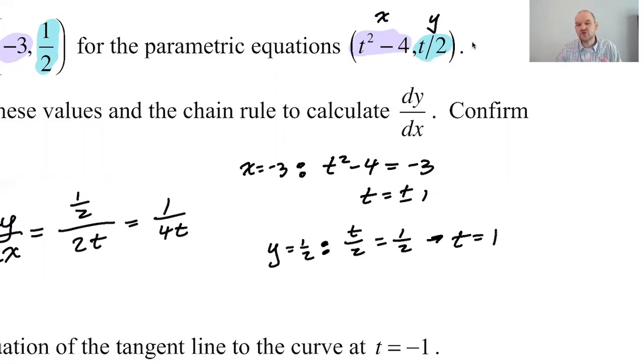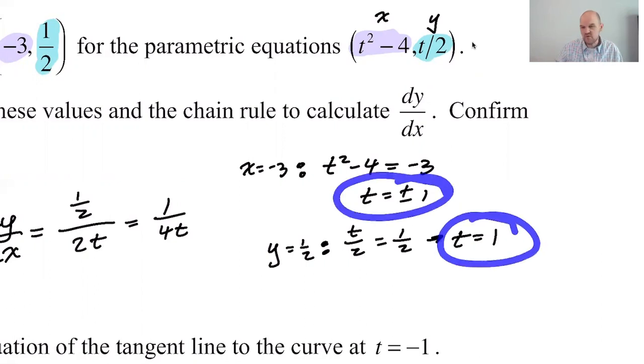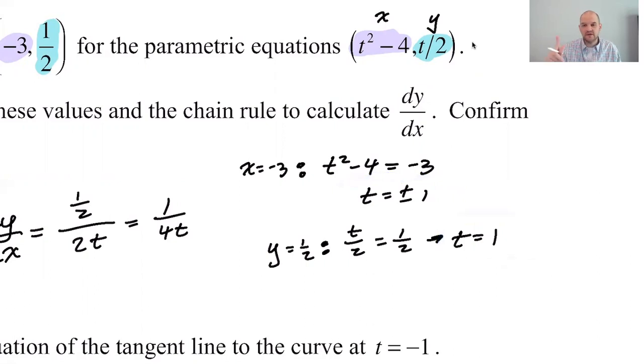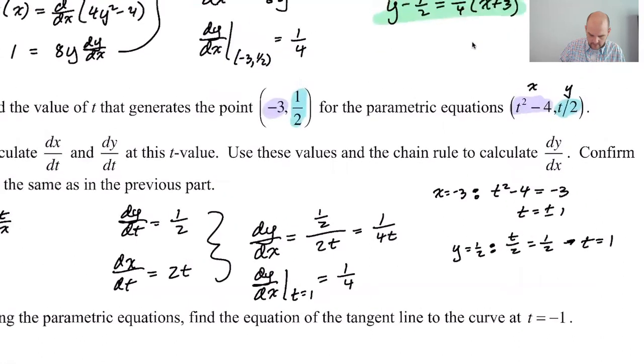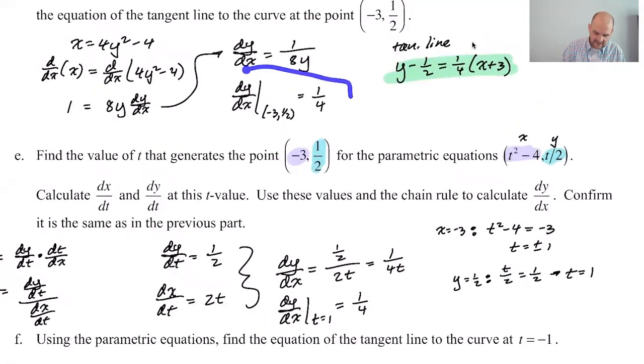So if there were two different values when y was equal to 1/2, what I would look for is what t value shows up twice. The only one that shows up twice here is 1. So we know that t equals 1. So we'll do dy/dx such that t equals 1, which is 1/4, the same answer we got here.